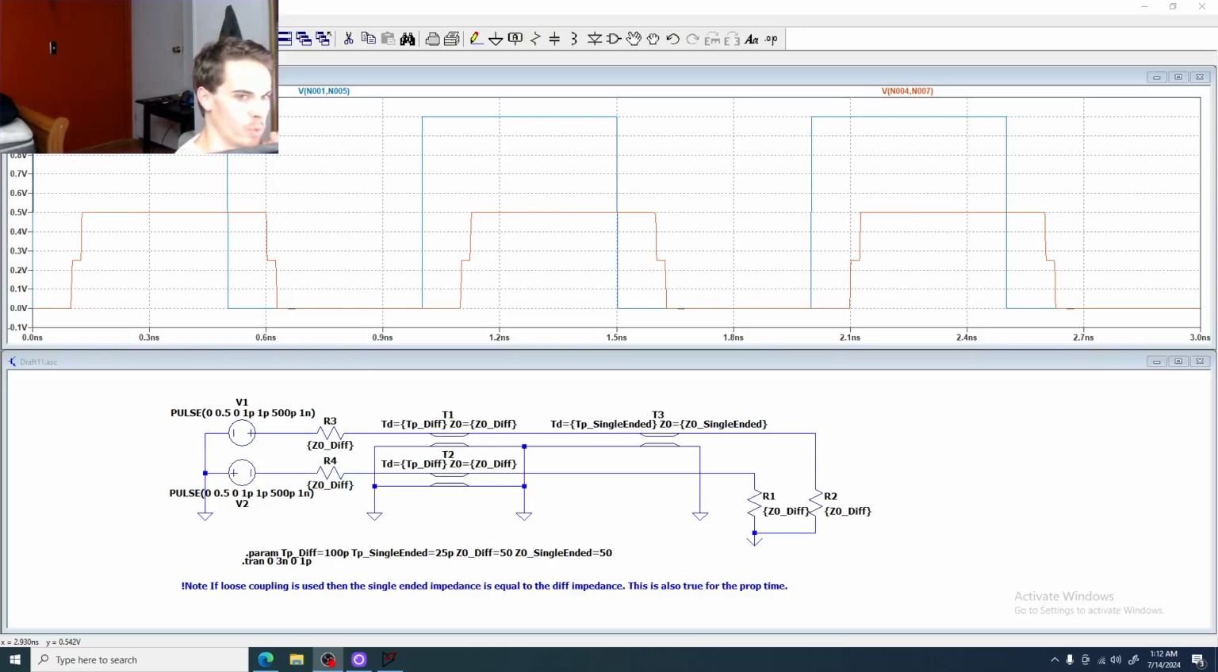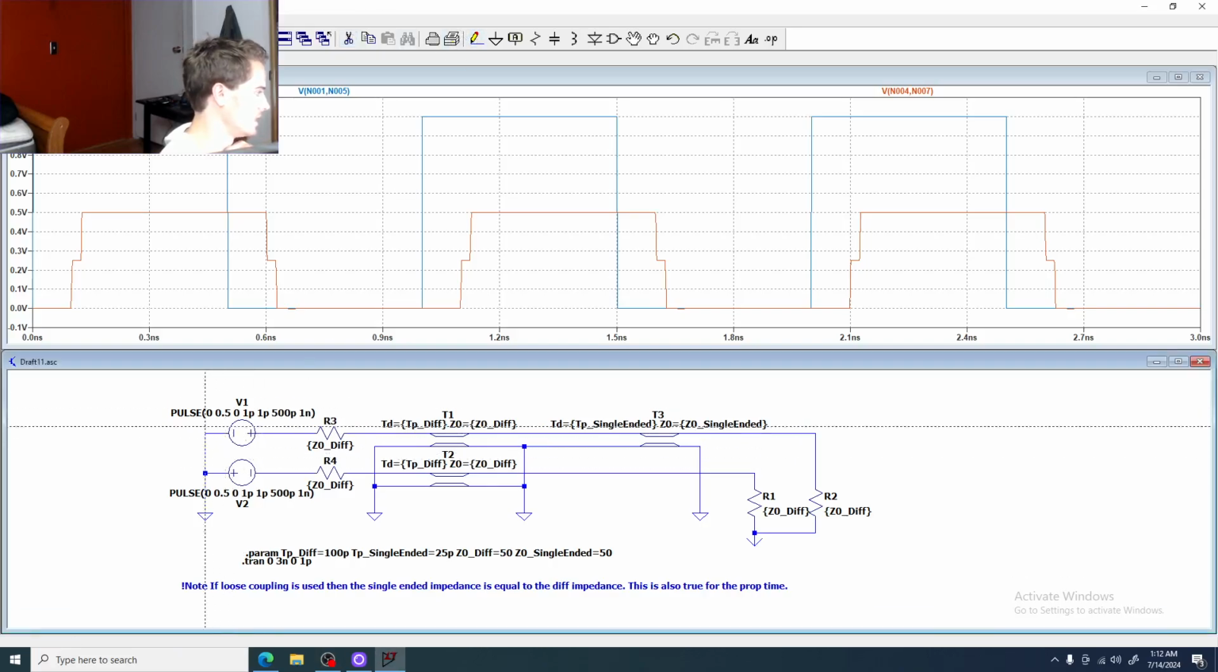In this video I'm going to be discussing mode conversion with respect to differential pairs. So I have an LTSpice simulation. First we have this section over here. This is our differential mode source.